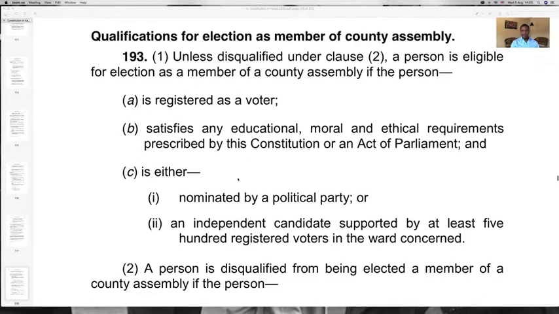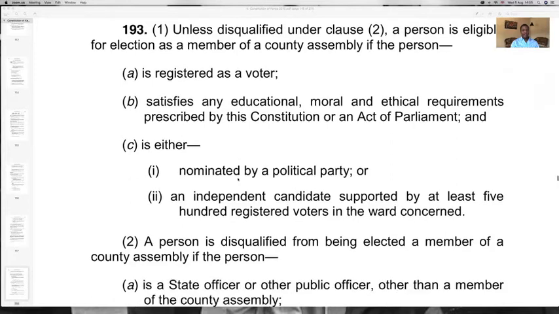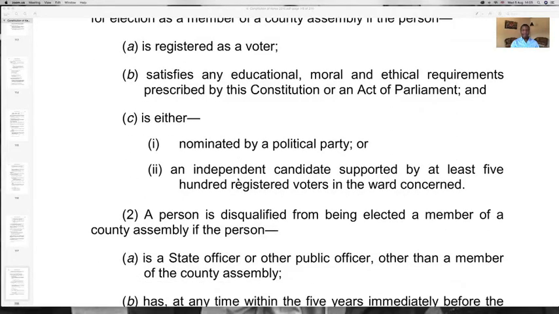Qualifications for election as member of the county assembly. You must be a registered voter. You must satisfy any educational, moral, and ethical requirements. You must either be nominated by a political party or be an independent candidate. And if you're an independent candidate, you should have at least 500 registered voters in that ward backing you up.